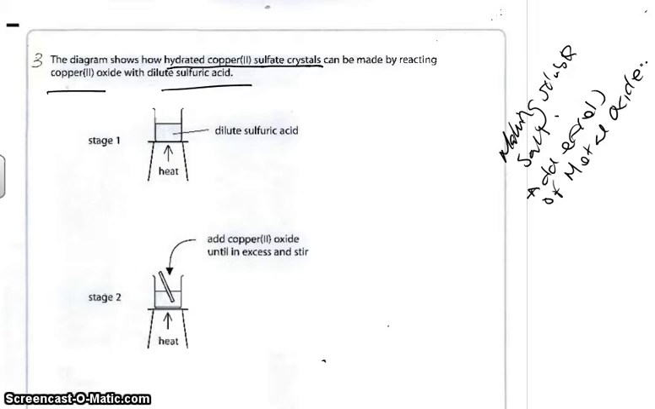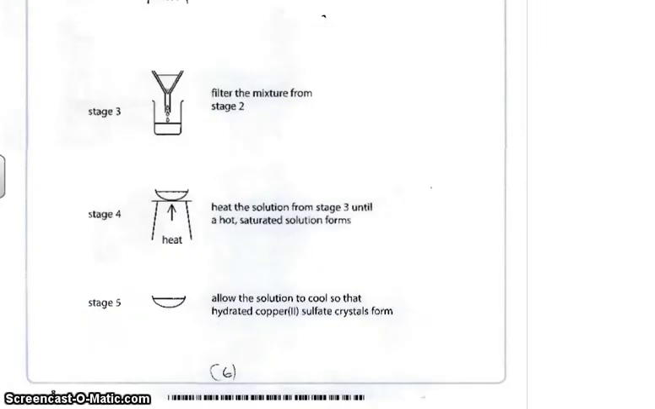Okay, alright, and then so the stages are as follows. So you have to dilute sulfuric acid, you heat it up, you add the copper oxide and you stir until it's in excess, and once it's in excess then you filter it. Then you heat the filtrate until you see crystals start to form on the tip of a glass rod, and then you allow the solution to cool so that the hydrated copper 2 sulfate crystals are formed.